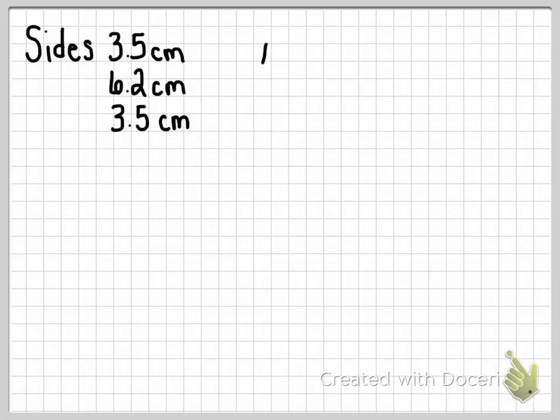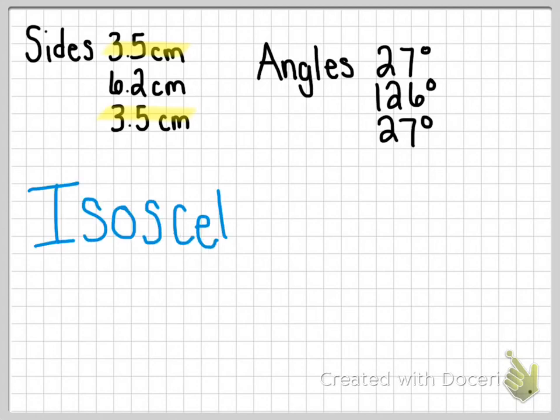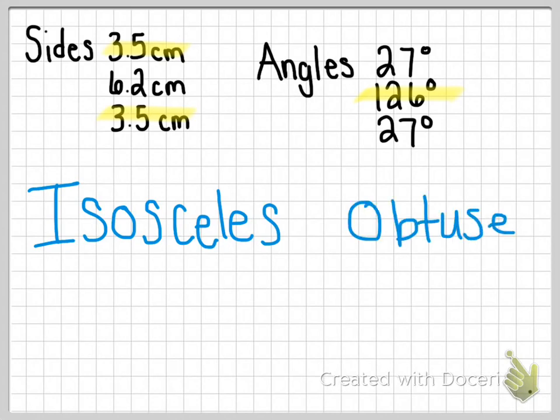We can also classify triangles without even seeing them, just by looking at the measurements. Here, we see that the sides are 3.5 centimeters, 6.2 centimeters, and 3.5 centimeters. We also see that the angles are 27 degrees, 126 degrees, and 27 degrees. Based off this information, we see that 2 of the sides are congruent. That makes this an isosceles triangle. We also see that one angle is bigger than 90 degrees, which means it is obtuse. This is an isosceles obtuse triangle.